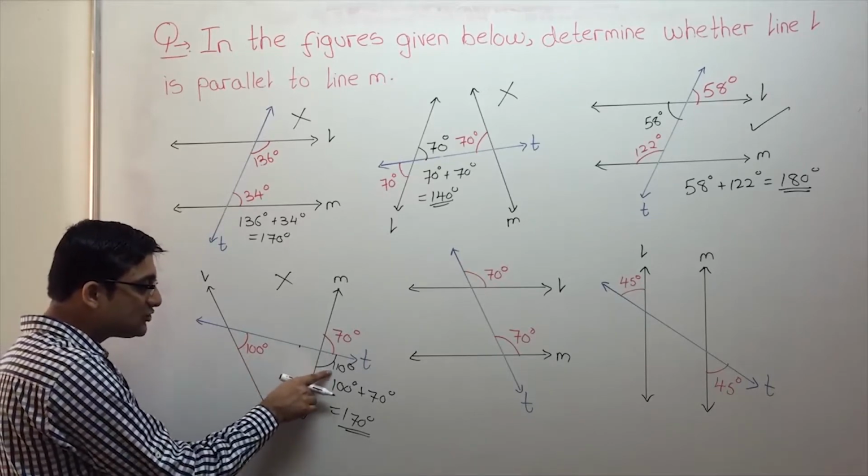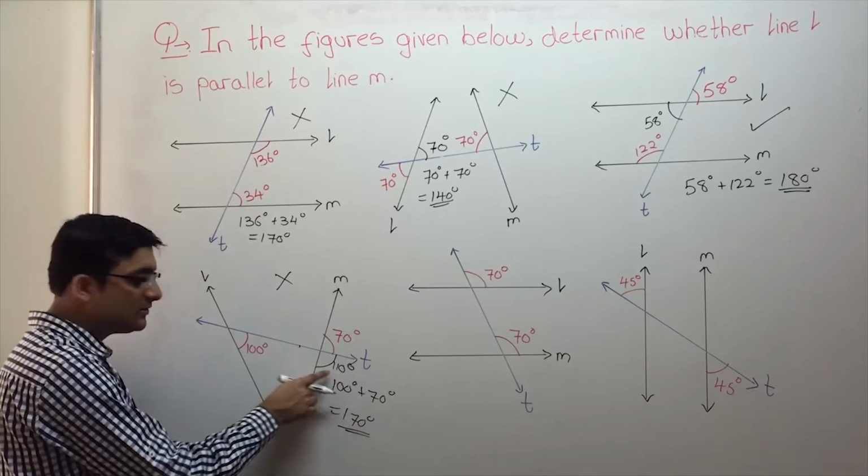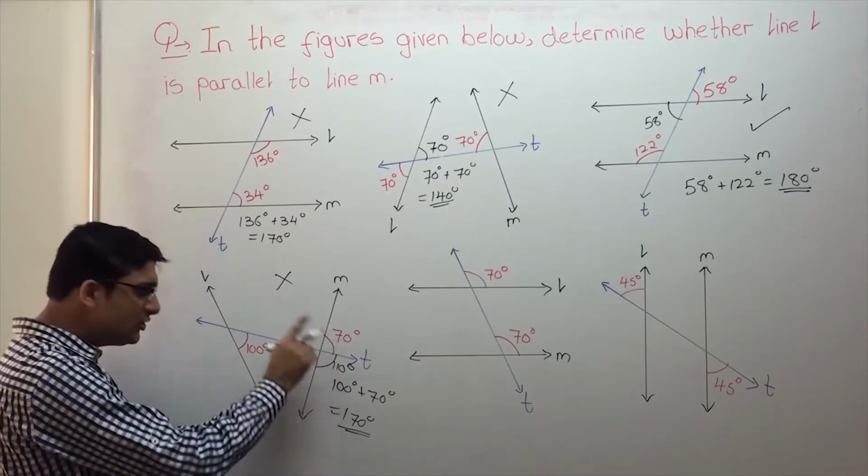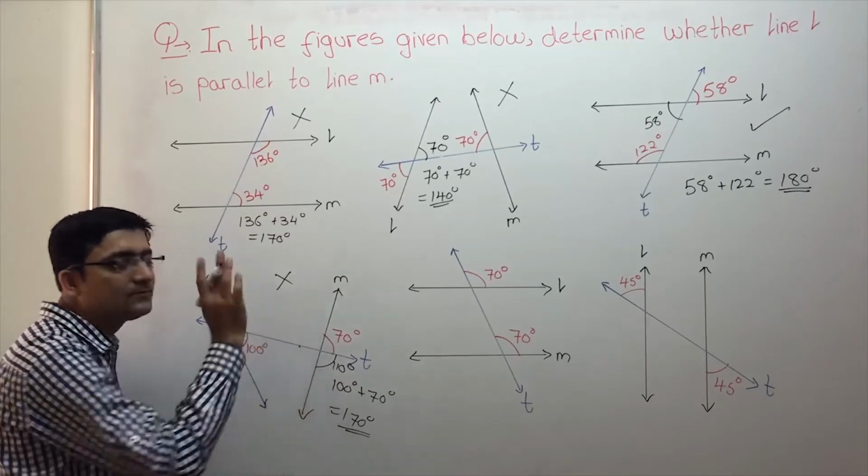Leave the next angle, the next one. So these two are corresponding angles. So are the corresponding angles equal? No. This is 100, this is 110. So because the corresponding angles are not equal, the lines are not parallel.